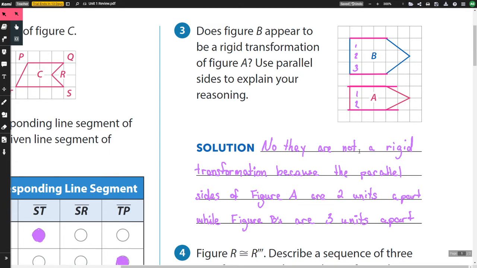And the reason why we're using the parallel sides is because it said right here, use parallel sides to explain your reasoning. If we didn't explain the reasoning and we just put no, they are not rigid transformation, we would not get credit, or possibly only get half credit because of this.